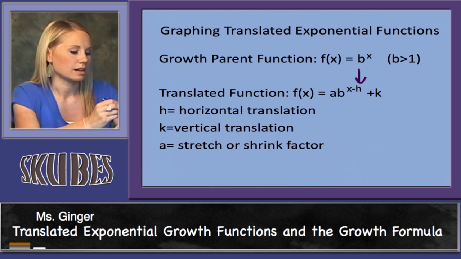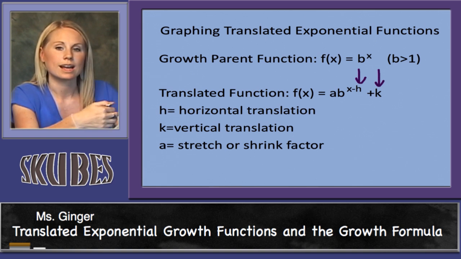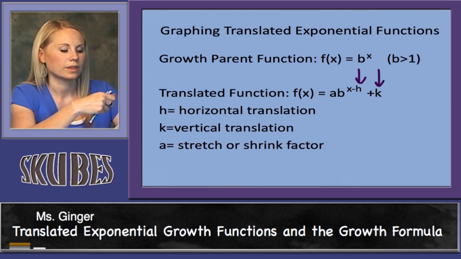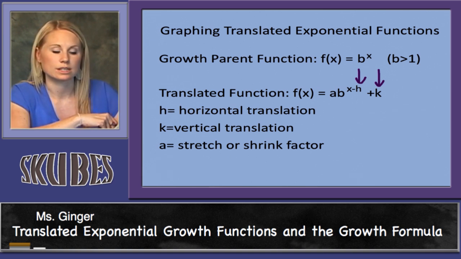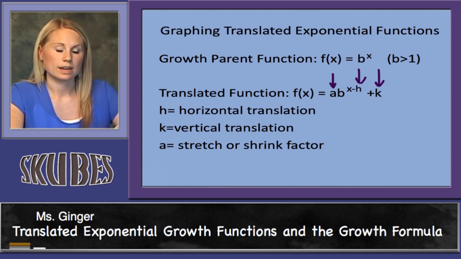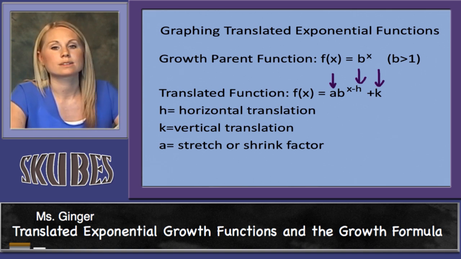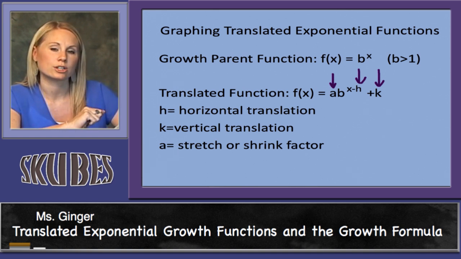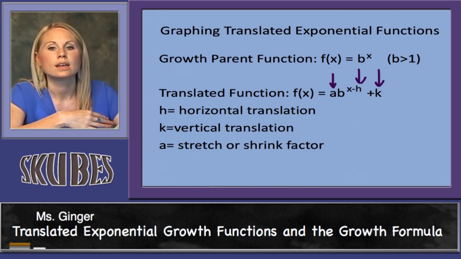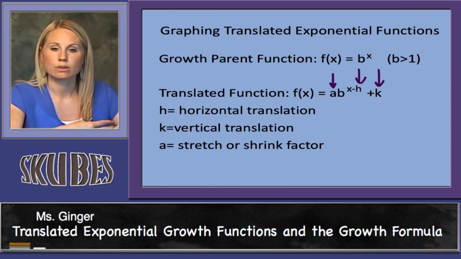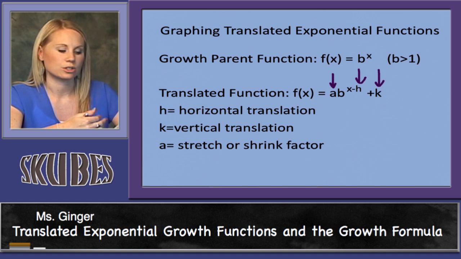When we see that a number is being added or subtracted outside of the operation, away from the base to the power, that's going to cause a vertical translation, up or down. And then if we see that a number's been attached to the base by multiplication, that's going to cause a stretch or a shrink. It's going to be pulling our picture in the y direction or compressing it in the x direction. We may also see a negative out there in front, and that would cause a reflection.